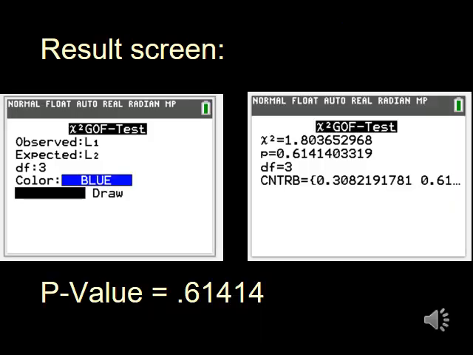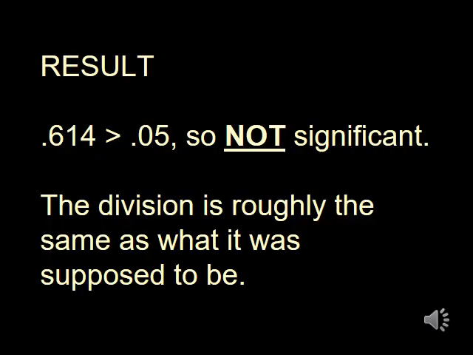Two other things you want to be able to do. Again, you want to know how many degrees of freedom there are. Here there are 3 degrees of freedom because there were 4 categories and 4 minus 1 is 3. And if I told you that the p-value is 0.61414, you want to be able to tell me, yes or no, is this significant? In this case, this is way more than 0.05, so no, it's not significant. It's really pretty close to what the teacher said it was supposed to be.